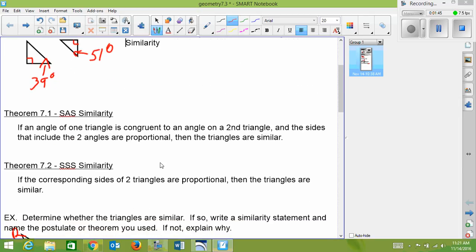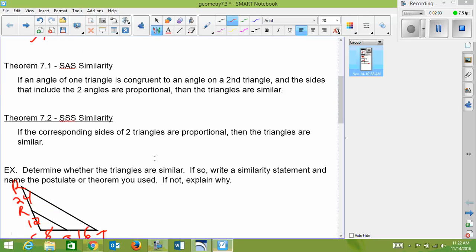Theorem 7.1. If an angle of one triangle is congruent to an angle on a second triangle, and the sides that include the two angles are proportional, then the triangles are similar. So in other words, the two sides surrounding that angle that is congruent to the angle on the other one, then they are similar.